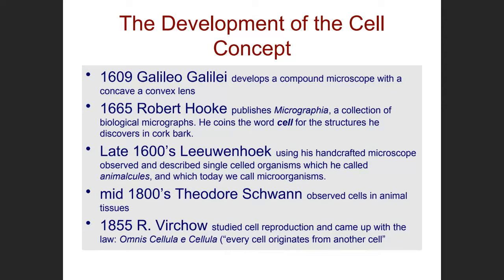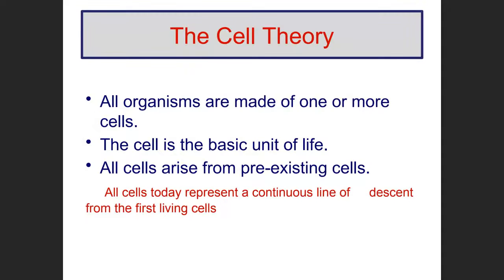And in the mid 1800s, Schwann, I think he was Swedish, was the first one that observed animal tissue. And Virchow, 55 years later, studied cell reproduction, and he came up with the idea that every cell came from pre-existing cells. So therefore, we developed what we call the cell theory.